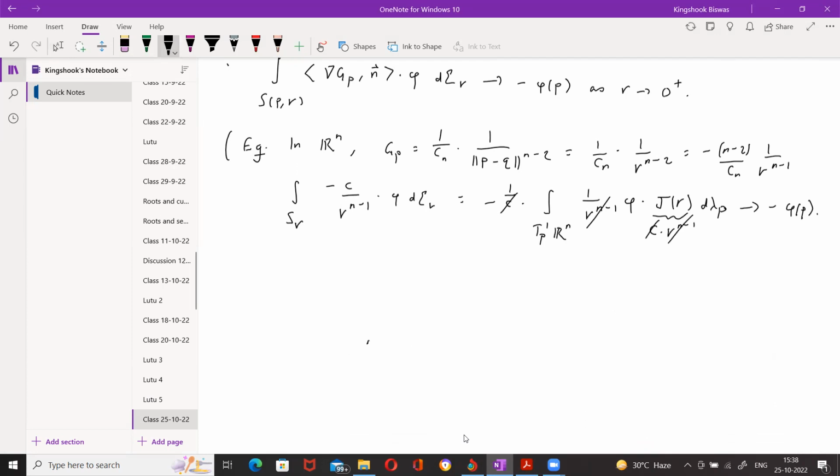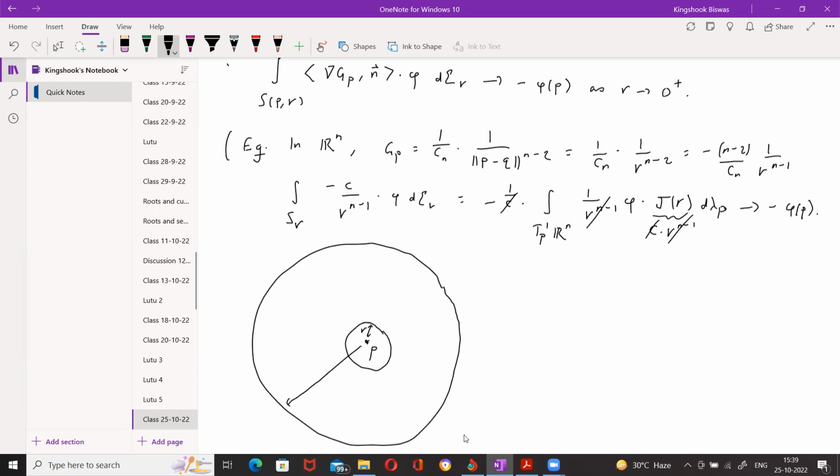We have a point P, and we have phi, which is a C-infinity function. What we're going to do is first take a large ball which contains the support of phi. And then we take a small ball. Okay, so we have an annulus, of radius little r and radius capital R. We look at the domain D, which is the annulus bounded by these two, and we apply Green's formula to this domain.